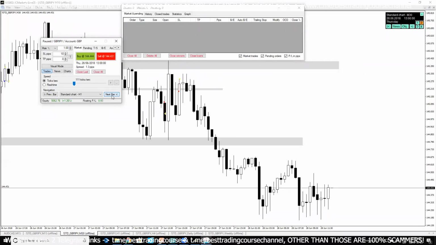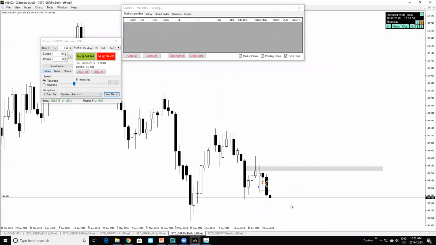All right, 3 a.m., 4, 5, 6. We are at 6 a.m. Eastern. We've taken 3 trades. 2 are wins, 1 is a loss. Let's take a look at the daily. The daily is heading down clearly. We have a bearish trend on the daily time frame.